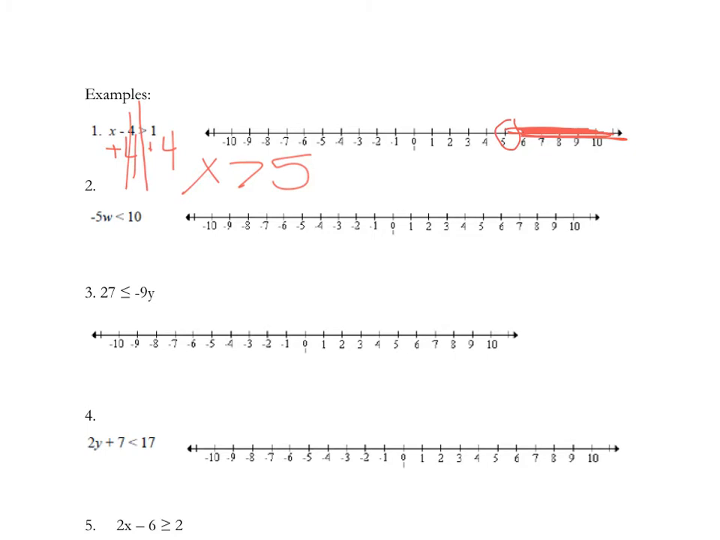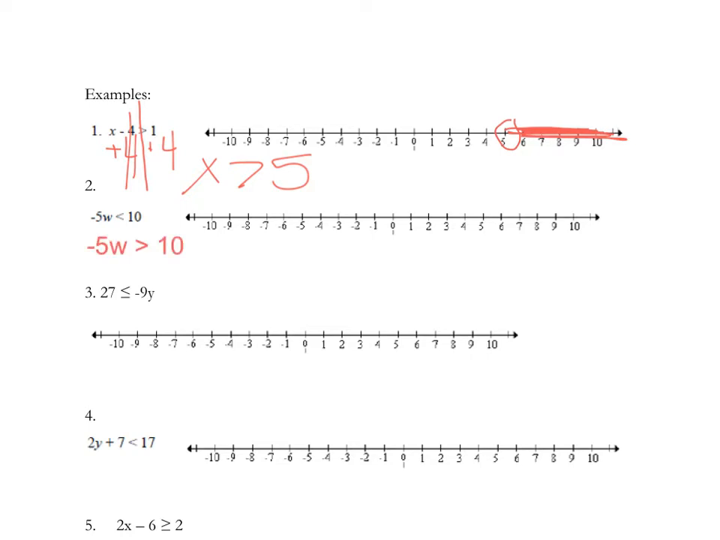All right, let's go on to number 2. It says -5w is less than 10. Very important: remember on the notes, there were those asterisks, and it said if you're dividing or multiplying by a negative, you need to flip your sign. So right now, I'm going to rewrite that and flip my sign to say -5w is greater than 10.